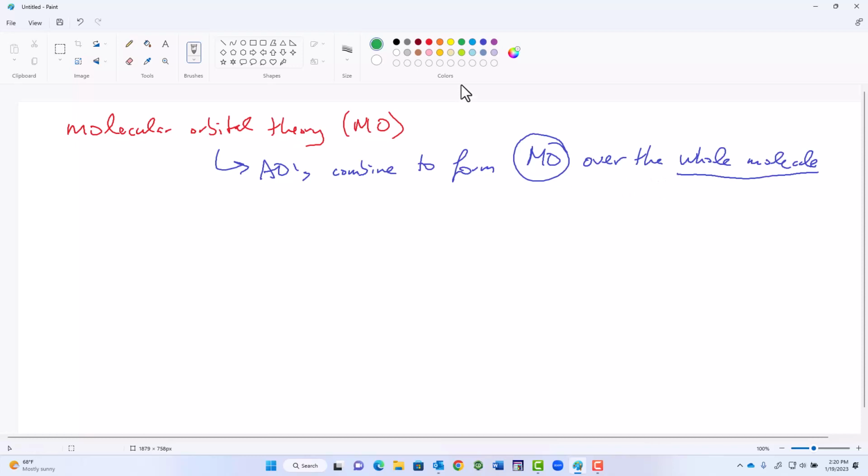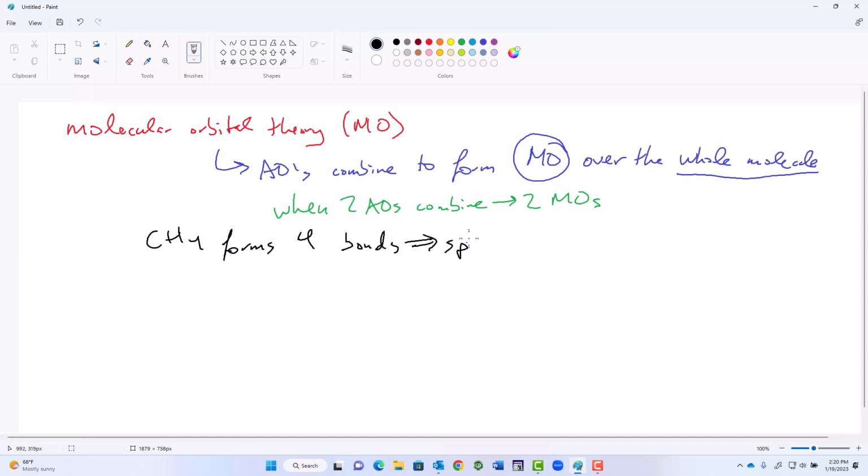What we see is when 2 atomic orbitals combine, they form 2 molecular orbitals. We'll see this more in the video about molecular orbital theory and MO diagrams, but the same number of atomic orbitals will generate the same number of molecular orbitals. So let's talk again about CH4. CH4 forms 4 bonds, and we know from Gen Chem that it's because it's sp3 hybridized. But what does sp3 hybridization actually mean?